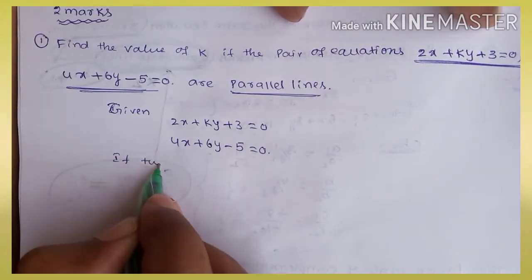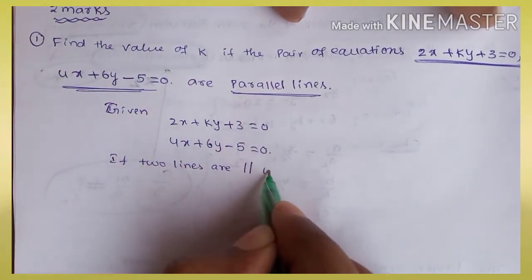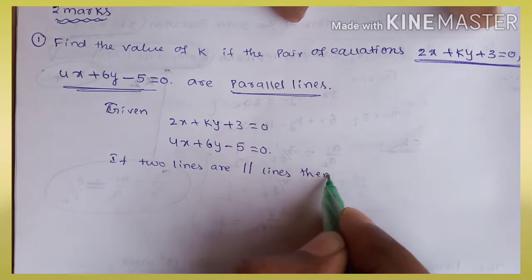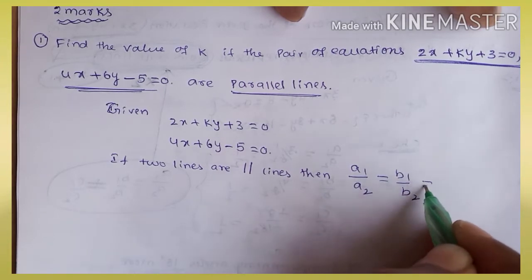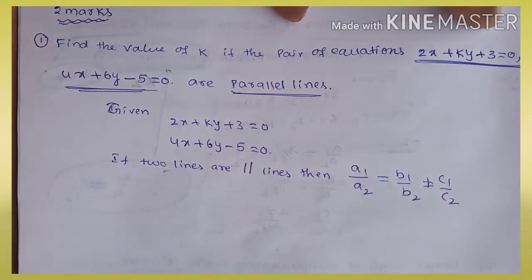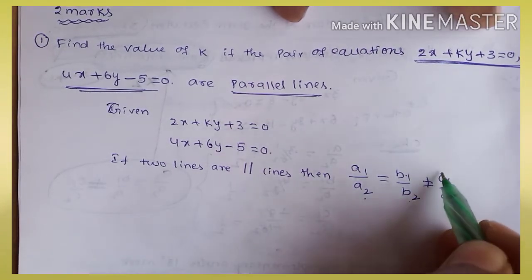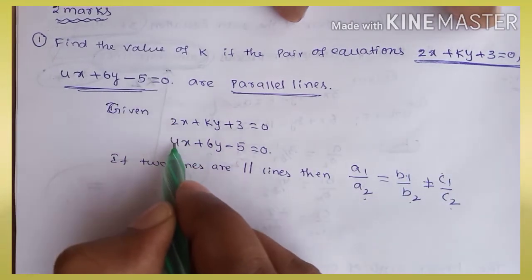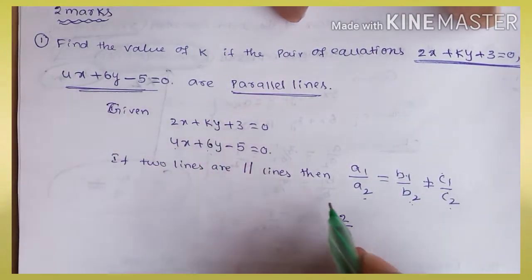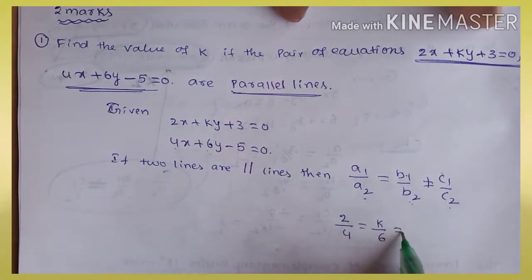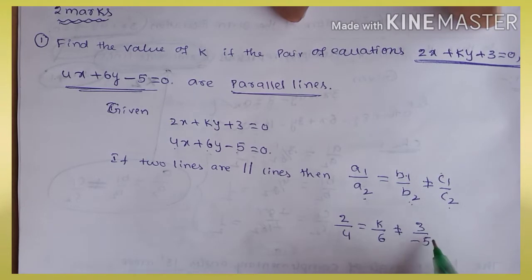The condition, if two lines are what type of lines? Parallel lines. Then we get the condition we learned: a1/a2 = b1/b2 not equal to c1/c2. Here a1/a2 is 2/4, b1/b2 is k/6, and c1/c2 is 3/-5. Sign also we have to consider.